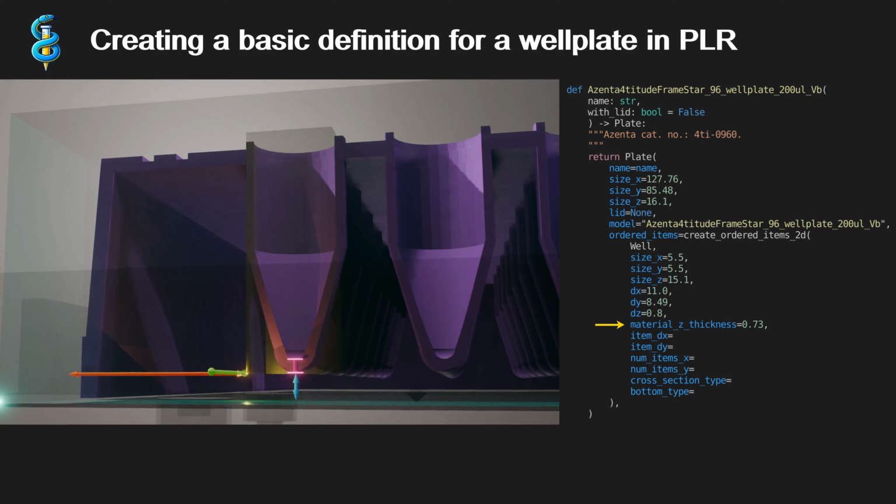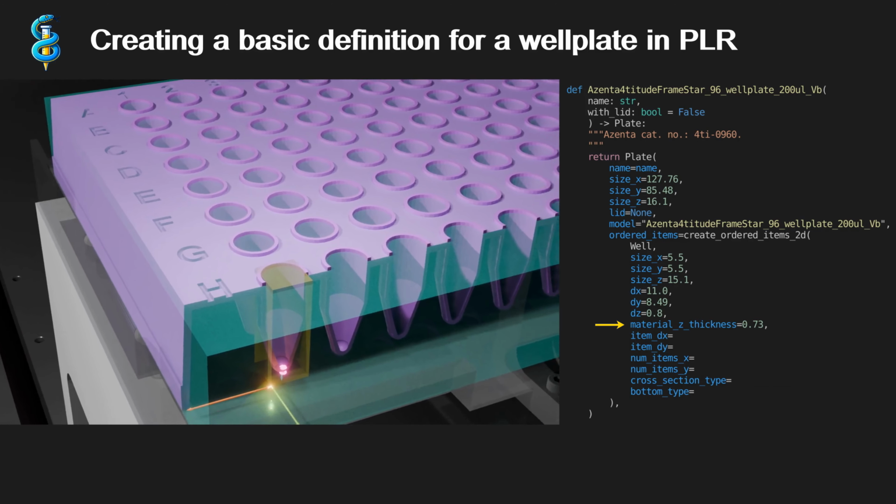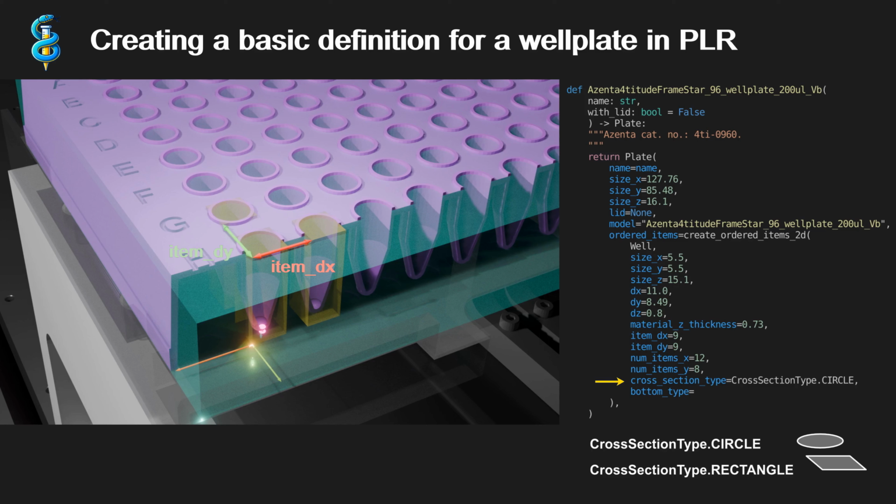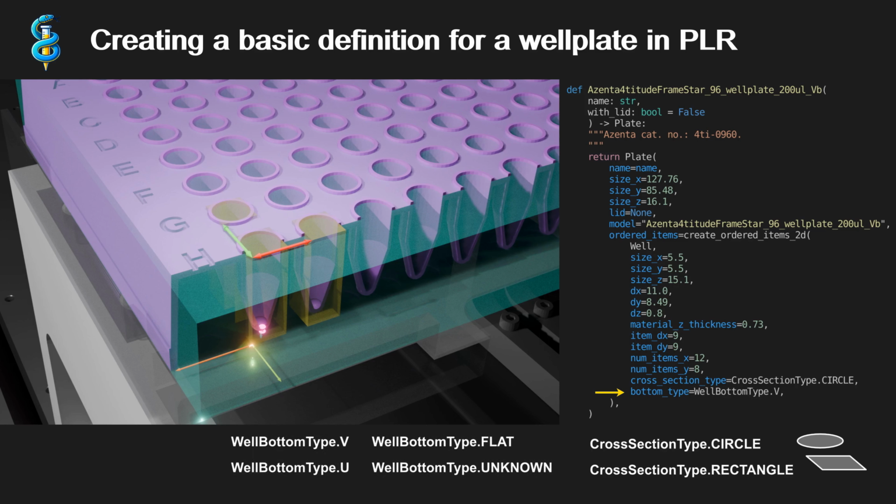Finally, a well plate has, of course, not just one well, so we have to tell PyLabRobot how far away different wells are from each other in the x and y dimensions via the item dx and item dy attributes. This plate has, of course, 12 wells in the x and 8 wells in the y dimension. The cross-section of each well is a circle and the bottom is V-shaped. Other well bottom types include flat bottoms and U-shaped bottoms. With this, we have finished the basic definition of a new well plate in PyLabRobot.